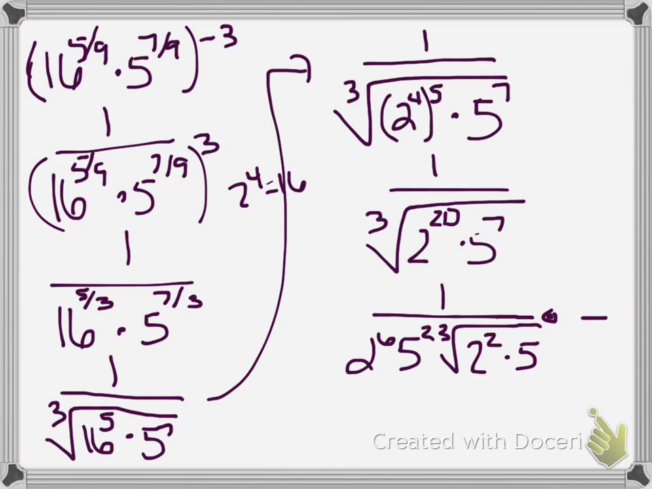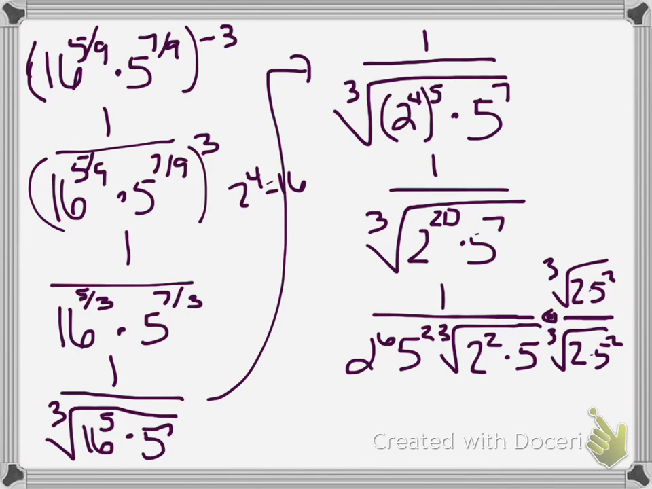Now, however, what can we not have in the denominator? A radical. So if we're going to try to clear this radical and rationalize the denominator, we need to multiply. How many more powers of 2 do we need? Correct. So that would be the cube root of 2. How many more powers of 5 do we need? But if we do that to the denominator, we have to do it to the numerator as well.